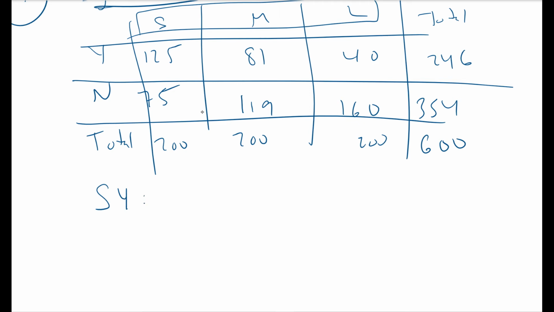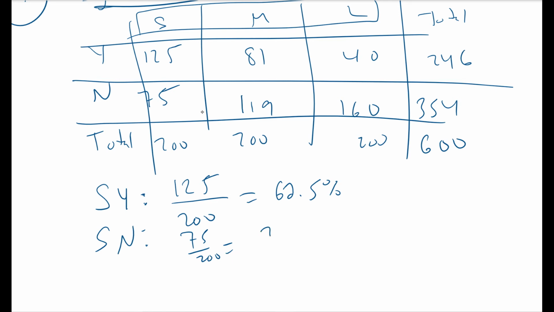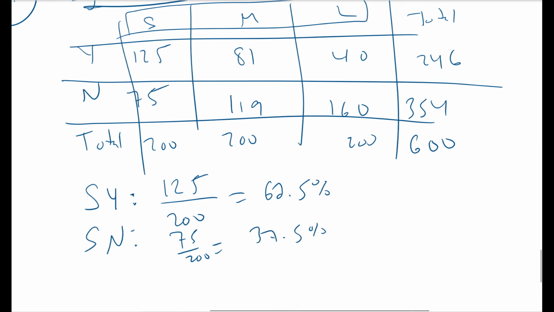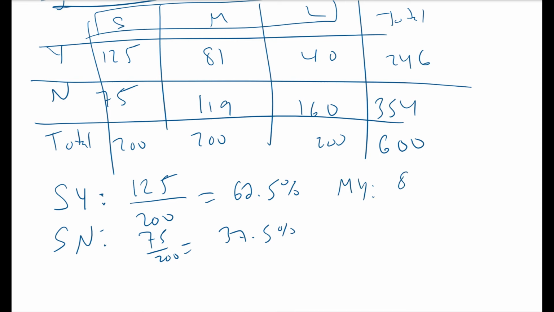Well, okay, so there's 200 small businesses, right? So if you're small, then that means it's going to be 125 out of 200, which in that case is 62.5%. If you're a small business that says no, well, that's going to be 75 out of 200, which is 37.5%. If you're a medium-sized business that says yes, well, that's 81 out of 200, and that's 40.5%. If you're a medium business that says no, then 119 out of 200, which is 59.5%.